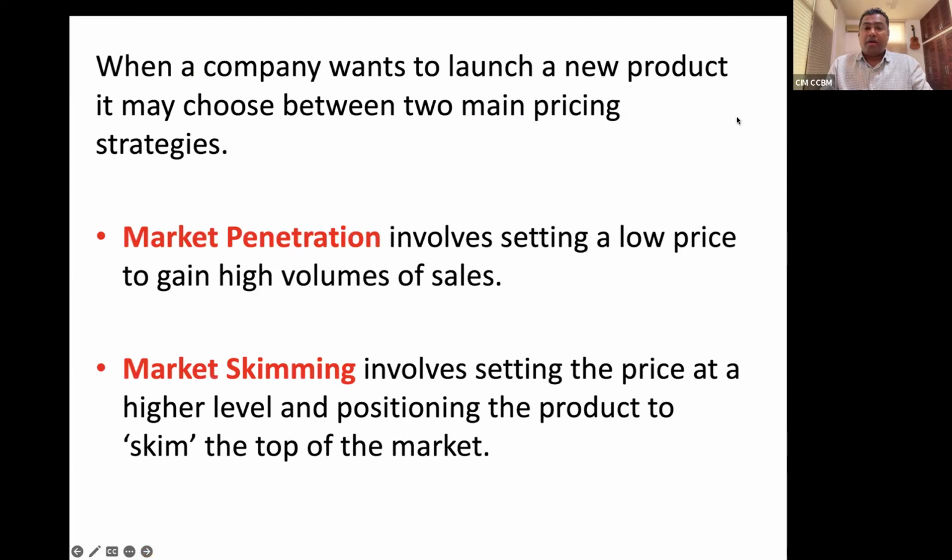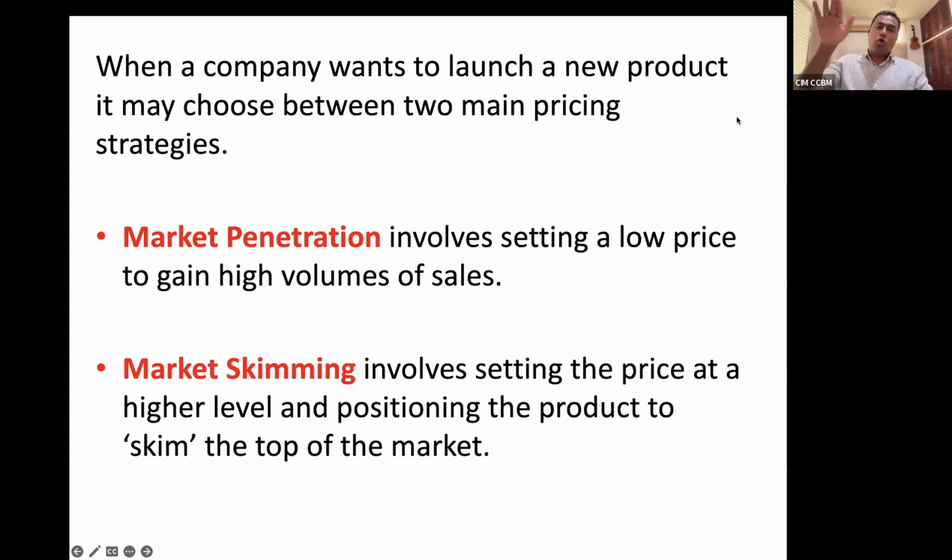And when we talk about pricing, we talk about two main pricing strategies. The two main pricing strategies are market penetration pricing and market skimming pricing strategy. So the market penetration pricing strategy, usually when you launch a new product, right? Usually when you launch a new product to the market, let's say Apple launches its phone, what do?